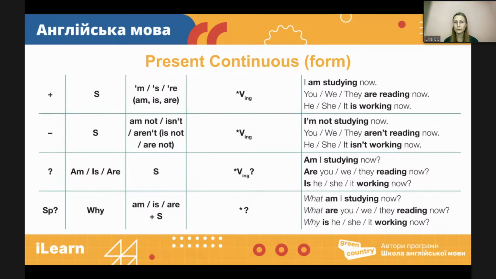So here we have the form. I won't focus on this slide. So if you have troubles remembering the structure of present continuous, you can take a screenshot. Just remember that we cannot use present continuous without ing and without to be. So it's always am, is, are, and ing ending of the verb. Please, a screenshot if needed. And we keep moving. SP with a question mark, it's a special question. Starting with why, what, where, when, and so on.